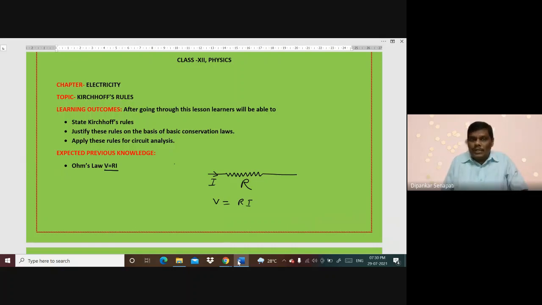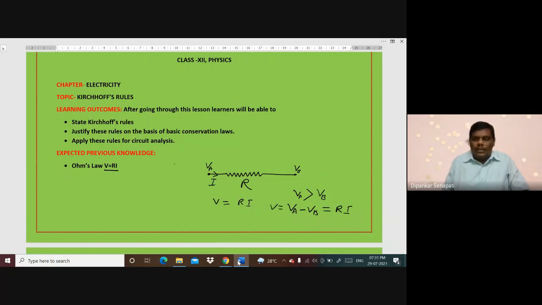What do you mean by potential difference? That is the difference of potential between two points. Let this point be A and this point be B, so that the potential is VB. If current is flowing from left to right, then we can conclude that VA is greater than VB, and VA minus VB is equal to Ri. This is the potential difference between A and B.